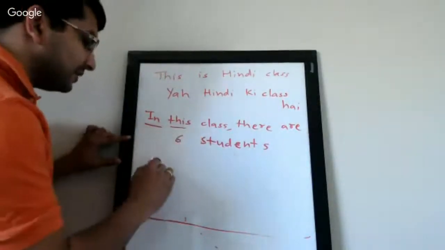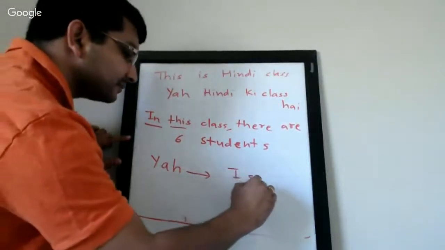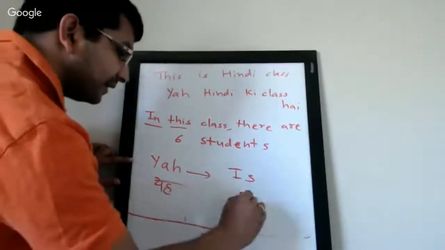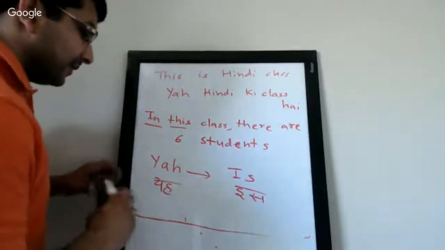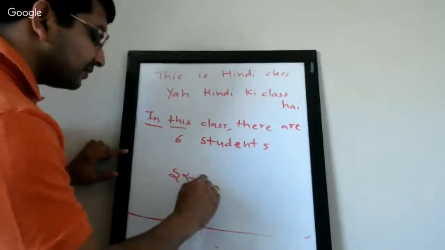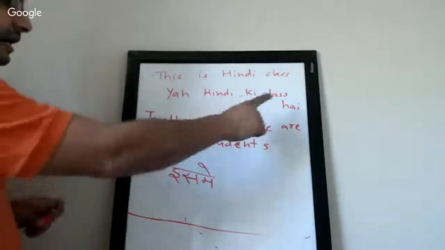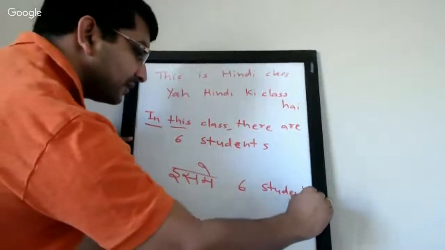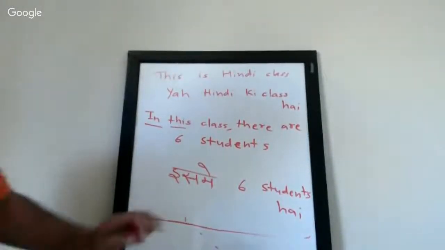Now this is yeh, but in the oblique case it will be is. We just learned it, right? It will be is. So your yeh becomes is when you have a postposition, right? If there was no object, you can simply say isme. So the same sentence you can say यह हिंदी की क्लास है, इसमें 6 students हैं. As simple as that. इसमें 6 students हैं. There are 6 students in this one.